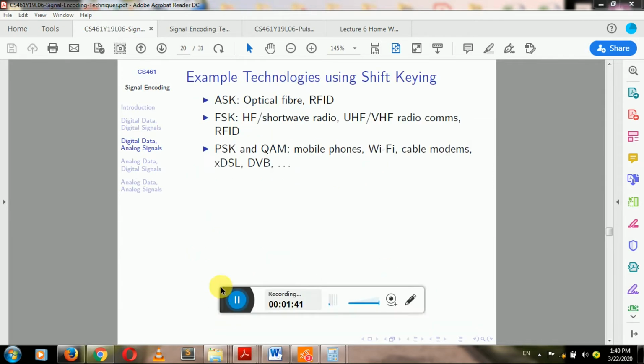So here are some example technologies used nowadays for shift keying: amplitude shift keying in optical fiber and RFID; frequency shift keying in radio communication systems, RFID, and in television for receiving TV signals; phase shift keying and quadrature amplitude modulation in telephone systems, mobile phones, Wi-Fi, cable modems, DSL, and these ADSL modems.